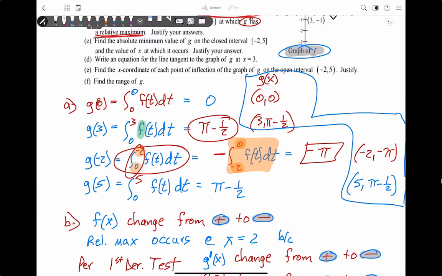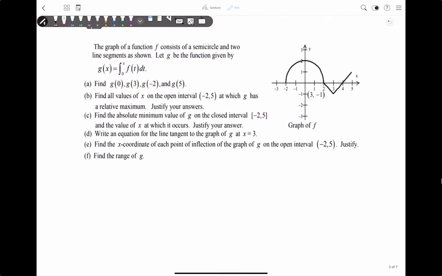Okay, so now let's go to part C. Same problem, just copied over, just needed more space. Part C says, find the absolute max, or sorry, the absolute min of G. So that means for G, let me go ahead and write part C down here.